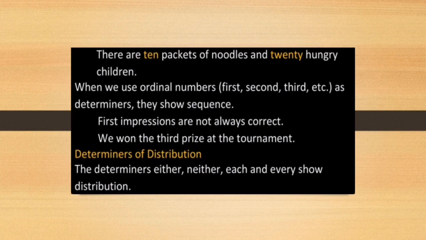Okay, they show us sequence. Sequence is like first impressions are not always correct. First here means first one, rank. Okay, sequence, first impression. Second, we won the third prize at the tournament. Third here, rank. It's not 3, it's third. So it's ordinal. It's in order. It's in sequence. First, second, third, fourth. Okay, so these are ordinals, and cardinals means numerical ones.